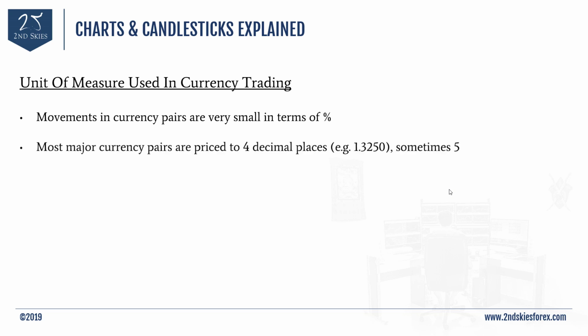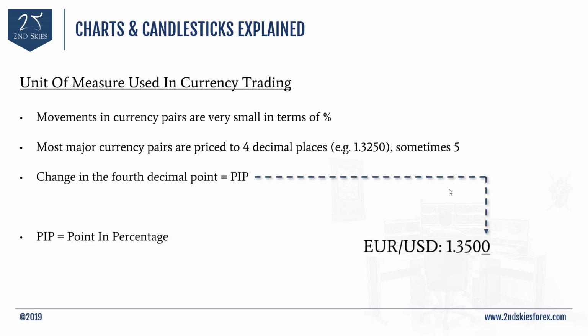So it's not really effective to talk about the movements in currency pairs in terms of percentage. Because of this, most major currency pairs, instead of just 1 or 2 decimal places, have 4, which is the most common number of decimal places. Some brokers also have 5, but the most common is 4. In this example, 1.3250. So when we look at the change in the 4th decimal point, when price moves either up or down, this is called a pip.